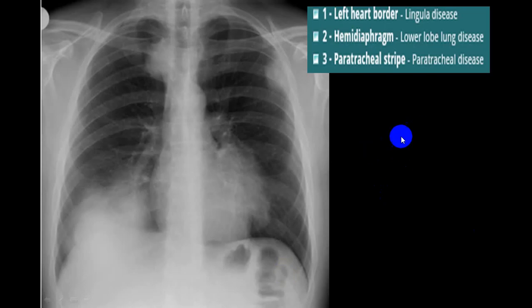Calcified shadow. This is lingular disease here. This is left lower lobe disease, and this is right lower lobe disease, and there is one more shadow here, close to your mediastinum. This is a right paratracheal shadow. So multiple shadows like this, do suspect malignancy.